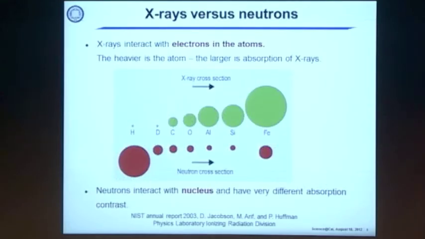So first of all, neutrons and X-rays have completely different interaction with matter. X-rays interact with electrons in the atom. As they propagate through the matter, they interact with electrons, and the more electrons in a particular sample, the more interaction, more absorption, more scattering, and so on. But neutrons don't interact with electrons. They interact with the nucleus. And that's why the absorption contrast is very different for different materials.